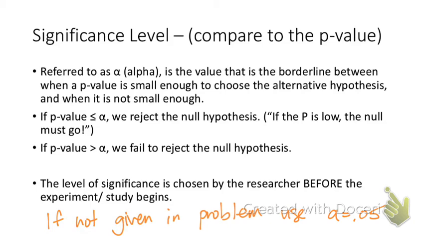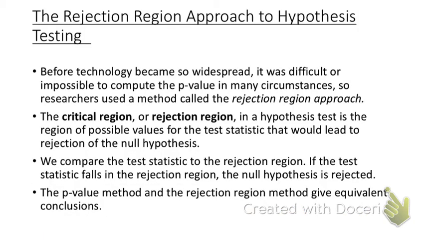Extraordinary. Okay, the next thing, I didn't have you write any of it because it's a lot. And we don't really talk a lot about it because we are always going to use the p-value. So we will always calculate the p-value. But the only thing you need to know is kind of what this is. It's called the rejection region approach.